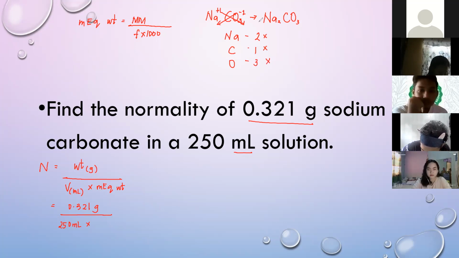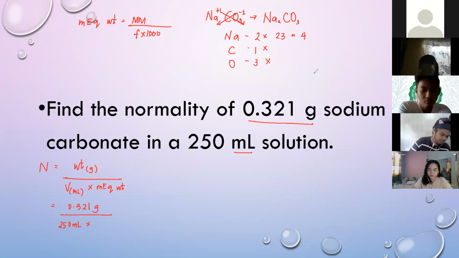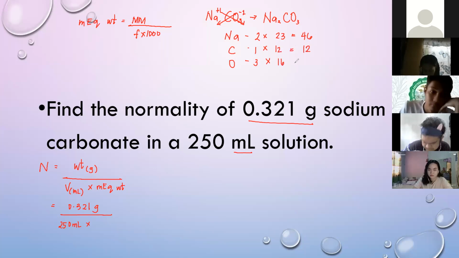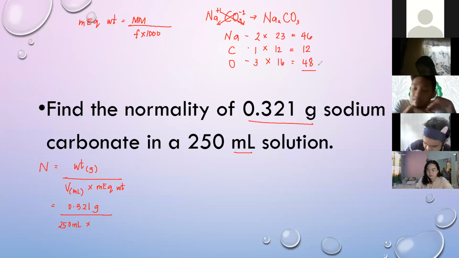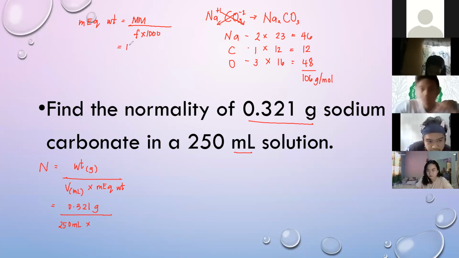Let's multiply them to their respective atomic weights in whole number. This is 23. So 23 times 2 is 46. And then this is 12. And this is 16, so 16 times 3 is 48. 48 plus 12 plus 46 is 106 grams per mole. So yan yung ilalagay natin dito, 106 grams per mole.